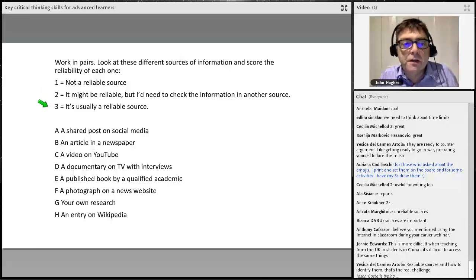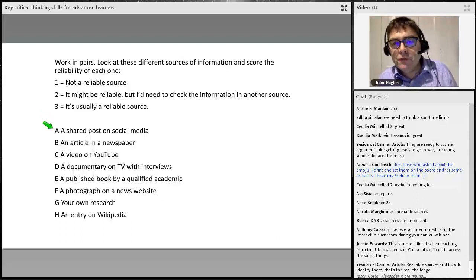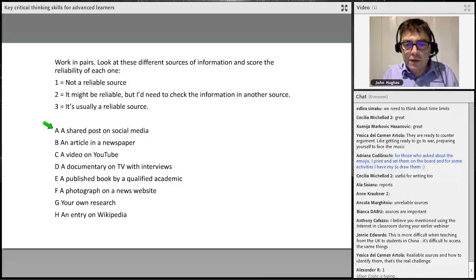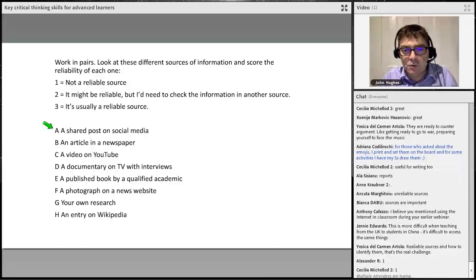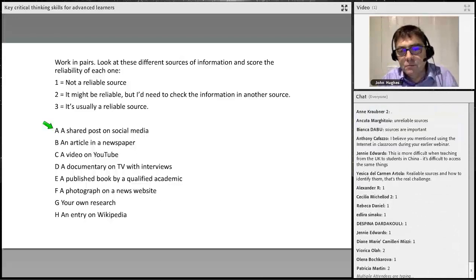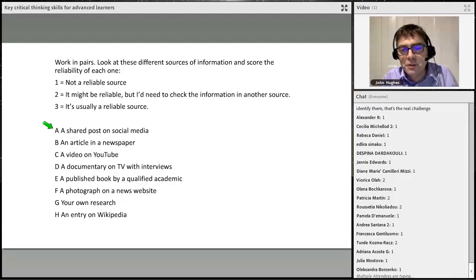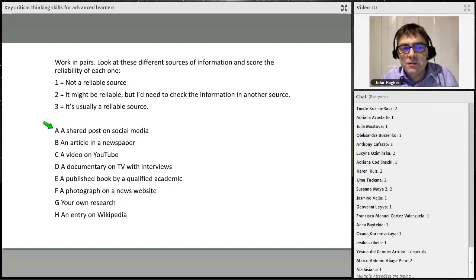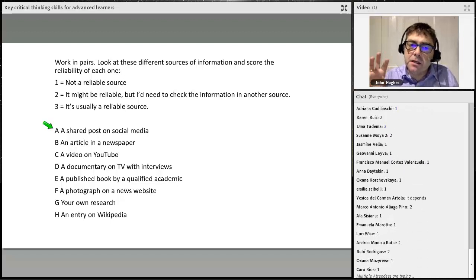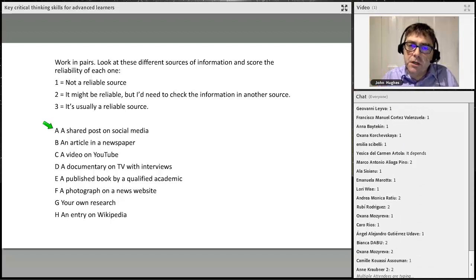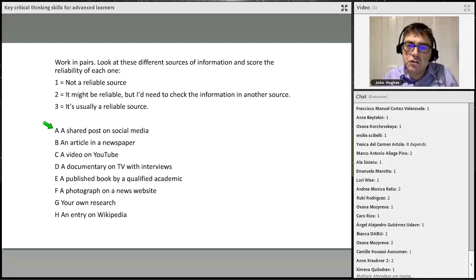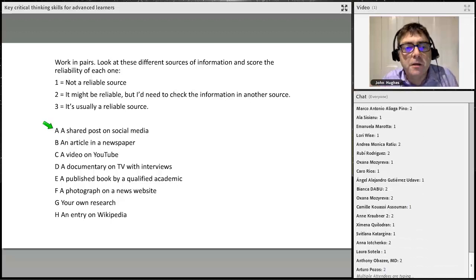So let's try this. If I said to the students, a shared post on social media, would you give it a score of 1, 2, or 3? Just type in the chat box. 1, maybe lots of 1s, maybe 2s. It kind of depends, doesn't it? But they'd certainly have to go and check that the information was good information. They couldn't just trust social media.